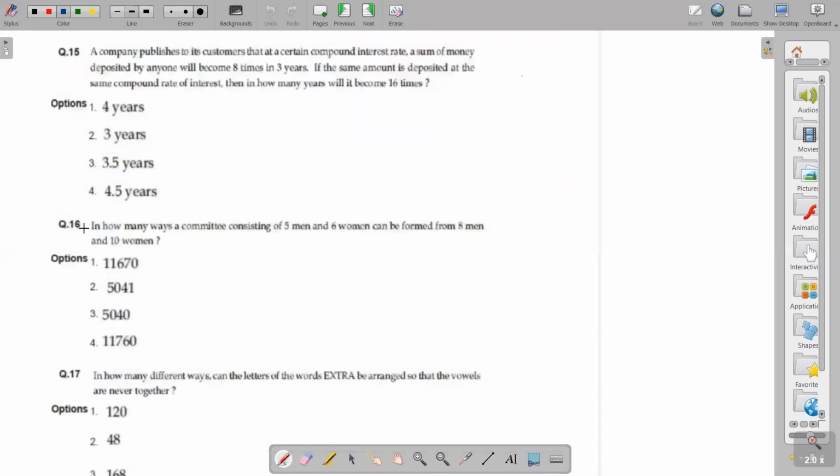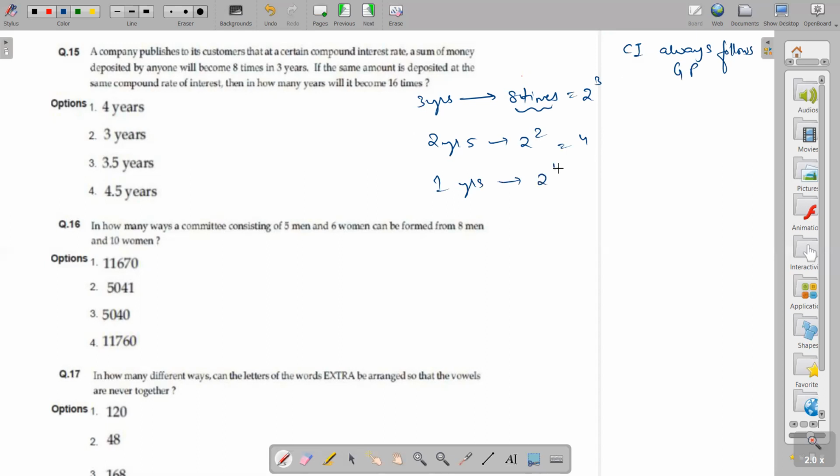Let's move on. A company publishes to its customers that under a certain compound interest, a sum of money deposited by anyone will become 8 times in 3 years. Remember, compound interest always follows a GP. This is 2 cubed. So in 2 years, it will increase by 2 squared, it will become 4 times basically. In 1 year, it will become twice, 2 raised to 1.